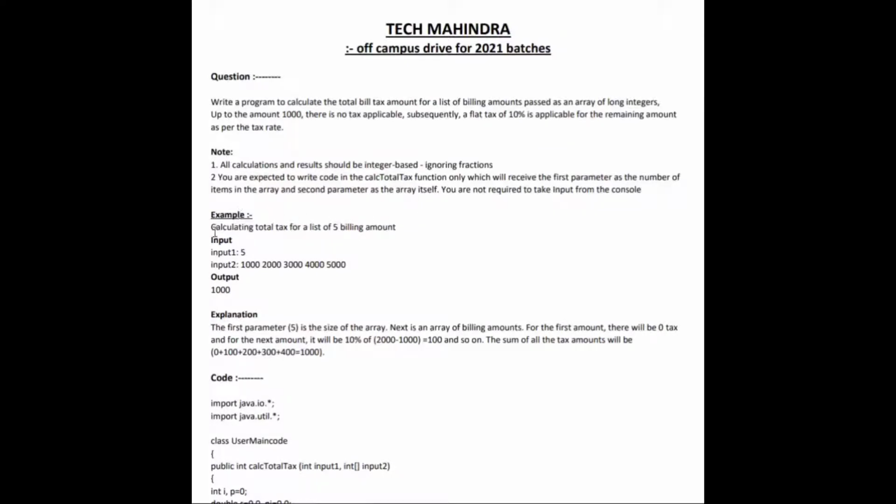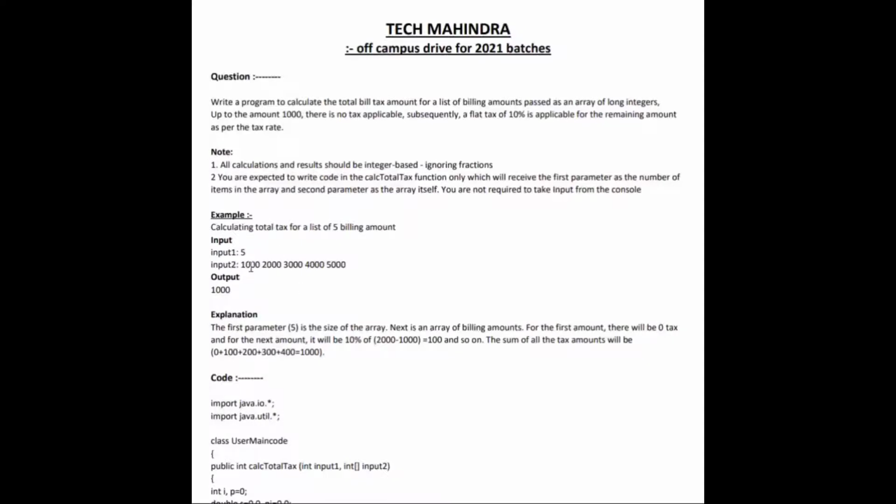So let's see an example here, calculating total tax for a list of 5 billing amounts. The first input is 5, the number of items in the array, and the second input is the array itself. This is the array 1000, 2000, 3000, 4000 and 5000. So the output comes out to be 1000. Let's see the explanation why it is 1000. The first parameter 5 is the size of the array. Next is the array of billing amounts. For the first amount there will be 0 tax, and for the next amount it would be 10% of 2000 minus 1000 equals 100, and so on. The sum of all the tax amounts would be 0 plus 100 plus 200 plus 300 plus 400 equals 1000.